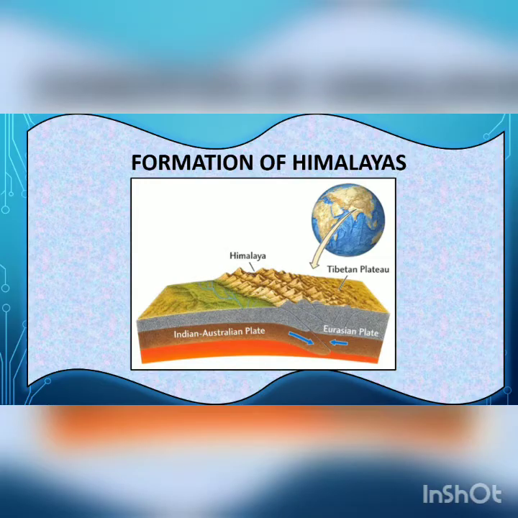Now we are going to understand how Himalayas were formed. In order to understand how Himalayas were formed, you have to keep one thing in mind. The plates associated with the formation of Himalayas are the Indo-Australian plate and the Eurasian plate. So let us understand how Himalayas were formed.